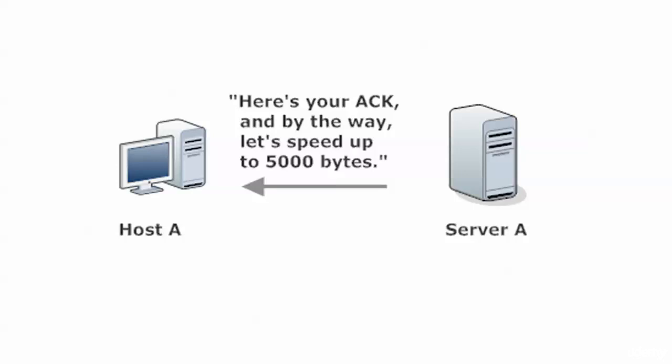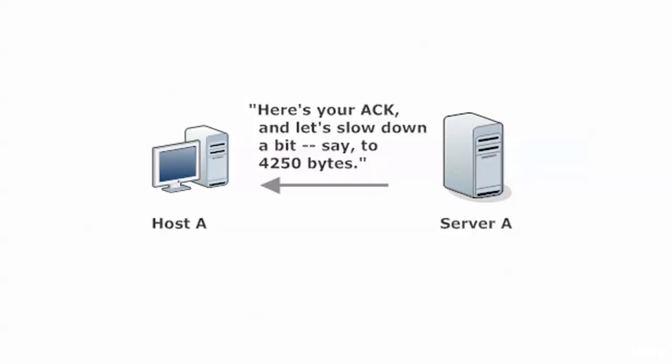Because what happens is, as the recipient is receiving the data, it says, you know what, I'm not seeing any errors creep in, I'm not dropping any segments, we should go a little faster. So one of the ACKs will have an indication that says, hey, here's your ACK, and by the way, let's enlarge the size of the window to 5,000 bytes. And then later, as the server sees little errors start to creep in, maybe some segments get lost, then it says, hey, here's your ACK, and let's slow it down a little bit. So it's interesting to note that it's the recipient of the data that's actually controlling the flow.